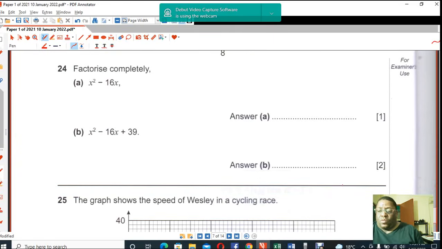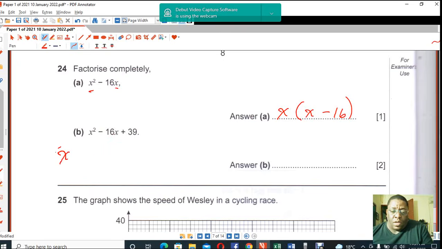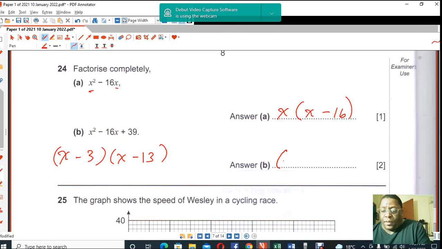Right, we are getting to question 24. Again, it says you are supposed to factorize completely for 1 mark. It's not a problem. What they have in common is x, so you're going to have x times x minus 16. Here, you are looking for two numbers. When you multiply them, it should give you 39. Both of them must be negative, and it's nothing but 3 times 13. So negative 3 and negative 13 multiply to give you that 39.